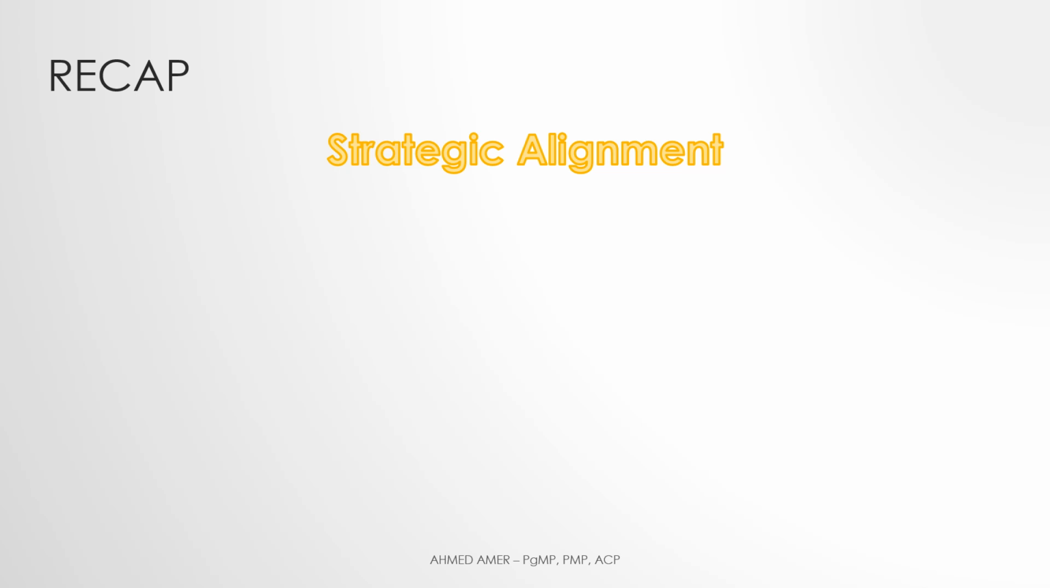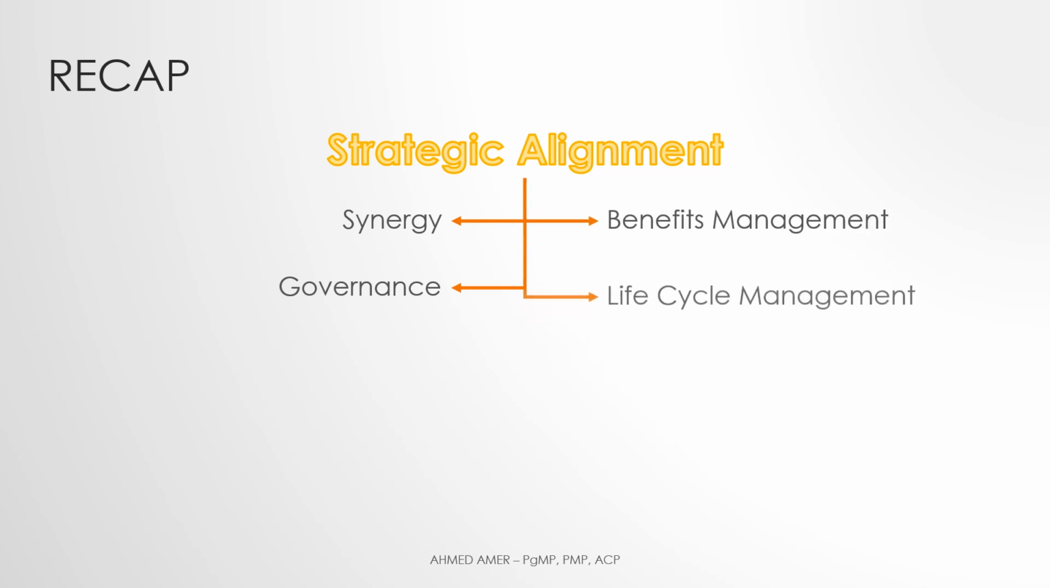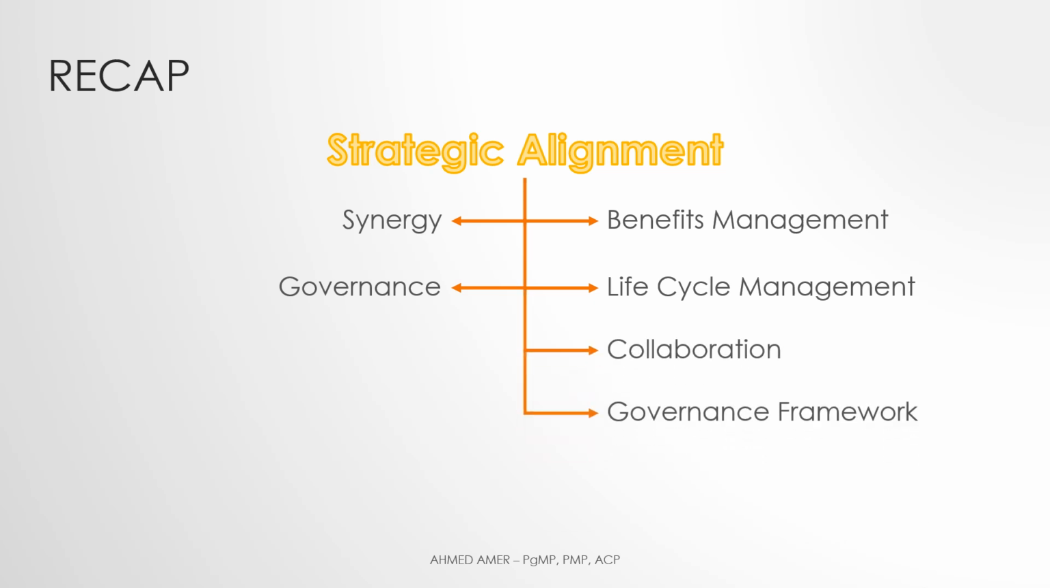capabilities. While doing so, strategic alignment encompasses 2 out of the 8 program management principles, which are synergy and governance, as well as the rest of the program management performance domains, which are benefits management, life cycle management, collaboration, governance framework, and stakeholder engagement.